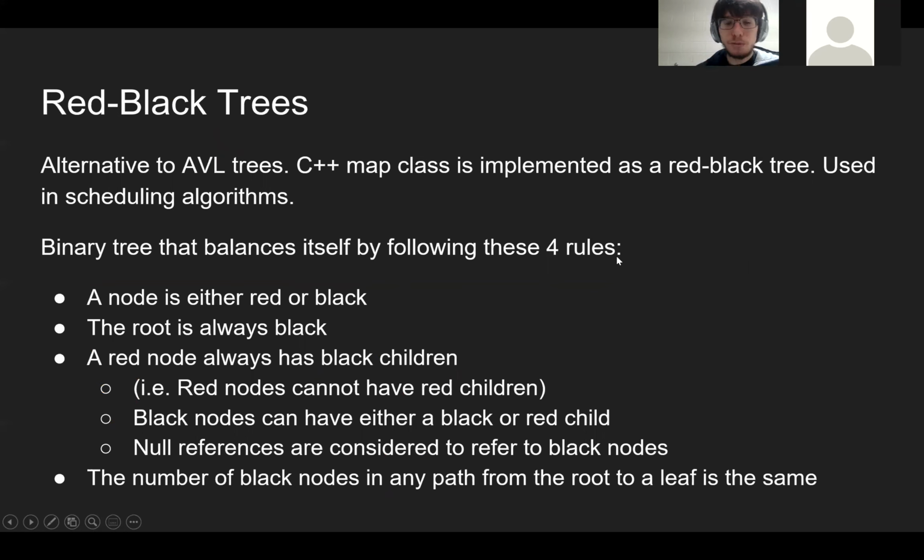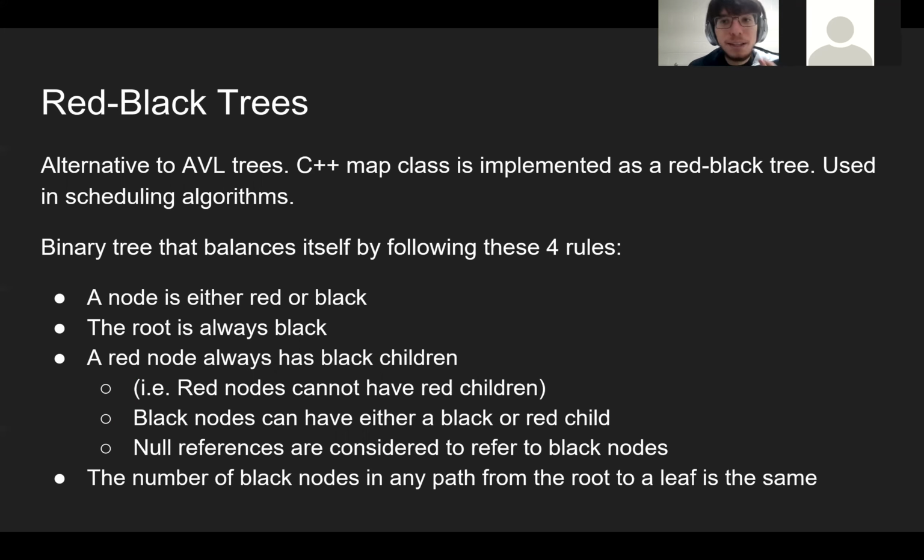Now I'll talk about red-black trees. Red-black trees are an alternative to AVL trees. They are the basis for the C++ map class. So for ordered maps, that's what they're implemented with: red-black trees. It also uses scheduling algorithms.